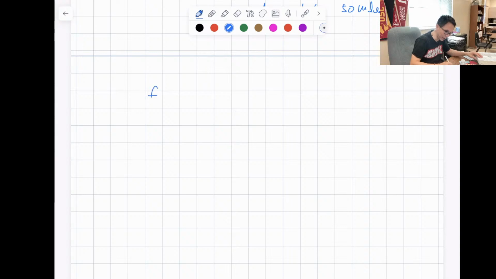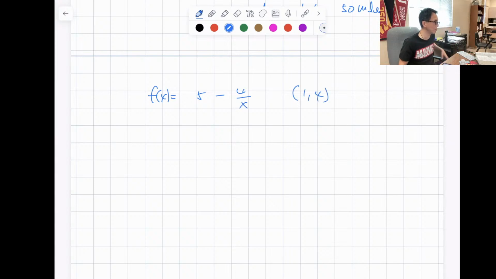So we have f of x. Now we just give you a simple question: 5 minus 4 over x between 1 and 4. Can you find the value c where the mean value theorem applies? Well, what we're going to do is find the tangent. How do we find the tangent? Take a derivative. Good. What's the derivative of 5? What's the derivative of negative 4 over x? You have to rewrite it like this, right? 4 over x squared. Good.